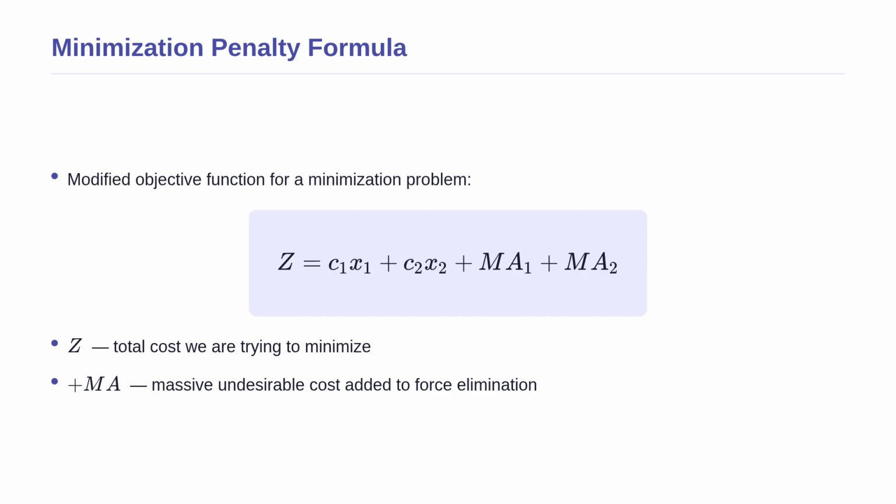By adding an infinitely large number, we create a massive undesirable cost. The simplex algorithm is designed to find the lowest possible cost. Therefore, it will naturally seek to minimize this artificial inflation by driving both a1 and a2 down to zero as quickly as possible. This ensures the fake variables are eliminated from the final real-world solution.